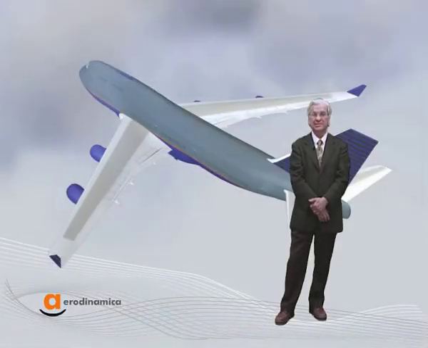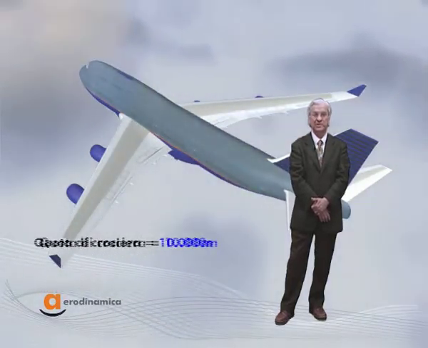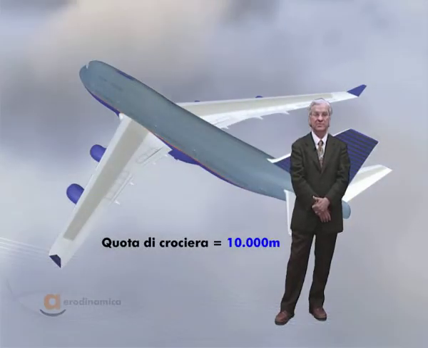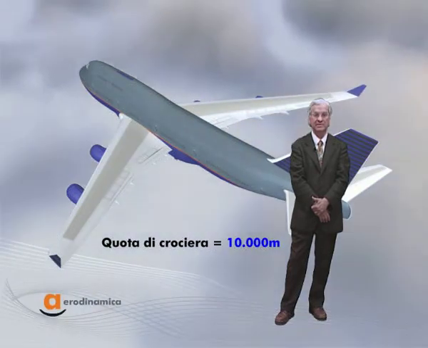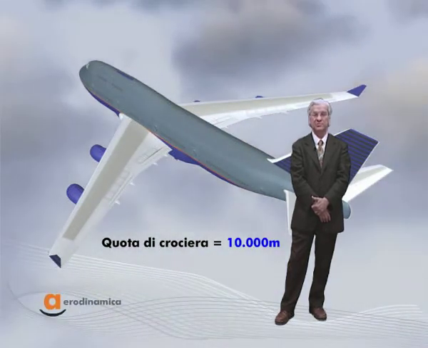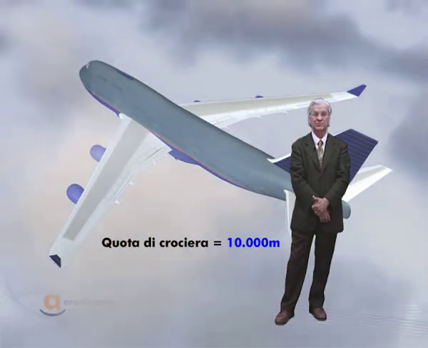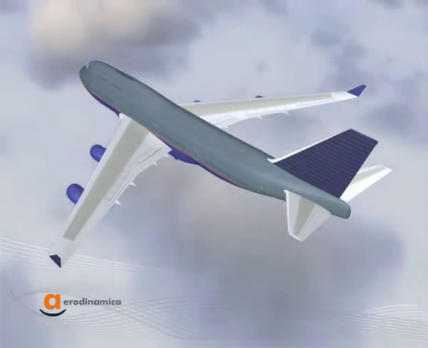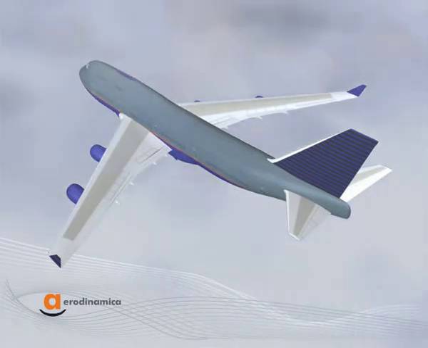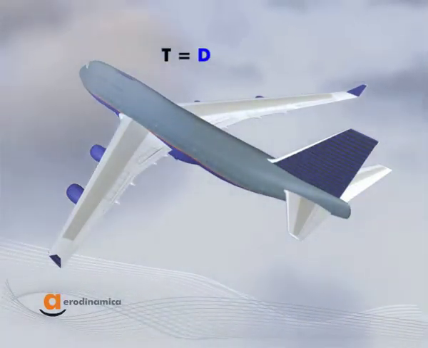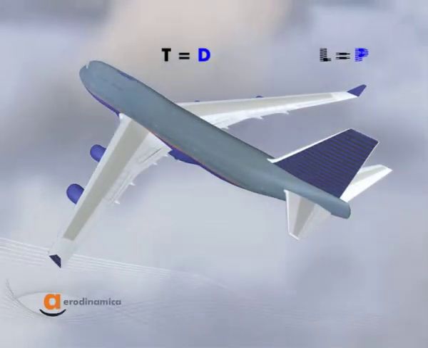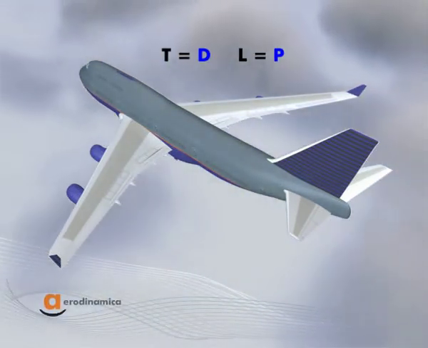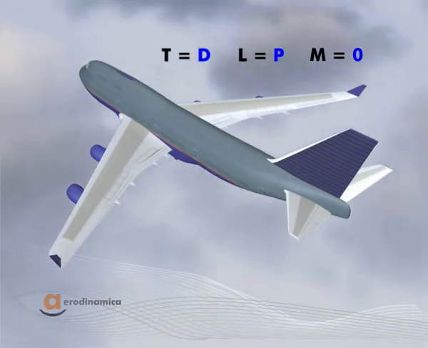At the end of the climb, the airplane reaches the cruise altitude. For the B747, it is 10,000 meters. By neglecting the weight variation due to the fuel consumption, the equilibrium equations in horizontal flight are: thrust equal drag, lift equal weight, moment equal 0.